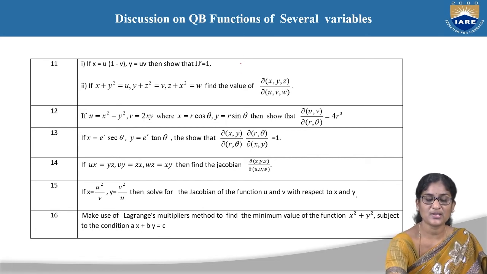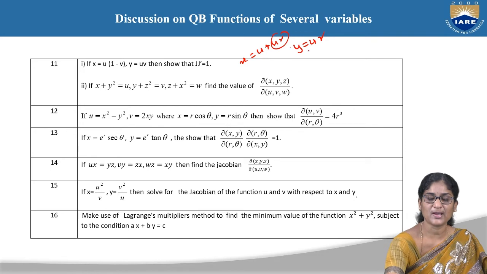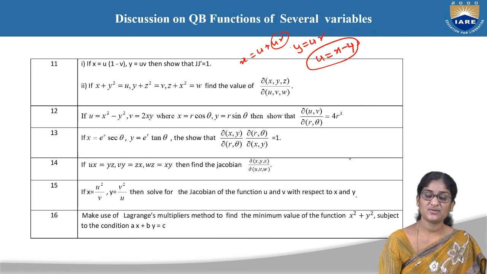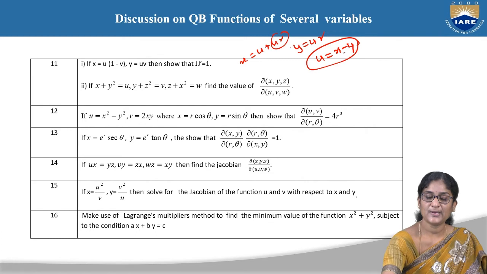How to find that here? x is equal to u plus uv, okay, and y is equal to uv. Here substitute uv is equal to y. So u is equal to x plus y. So you got u in terms of x and y, and then it becomes very easy to calculate the first order partial derivatives.